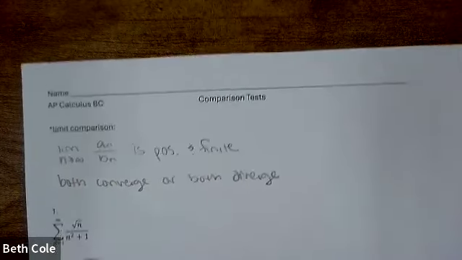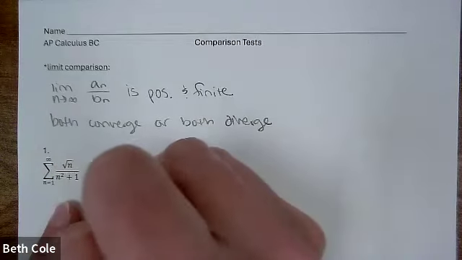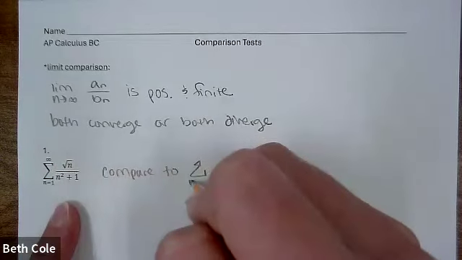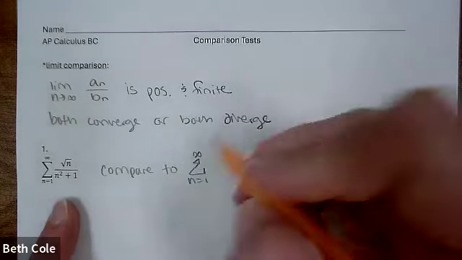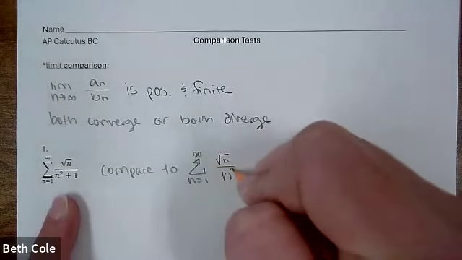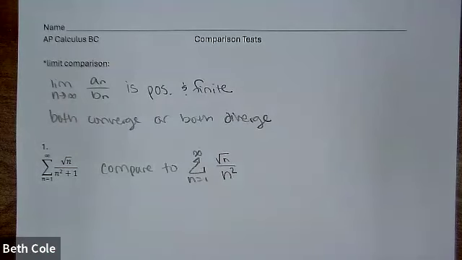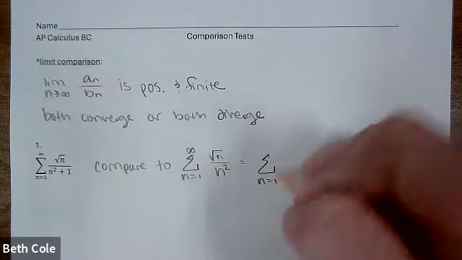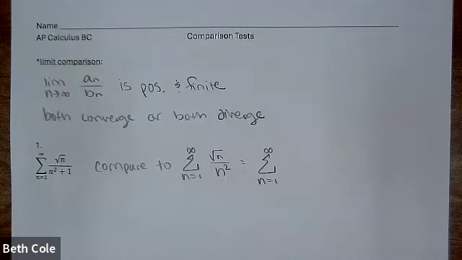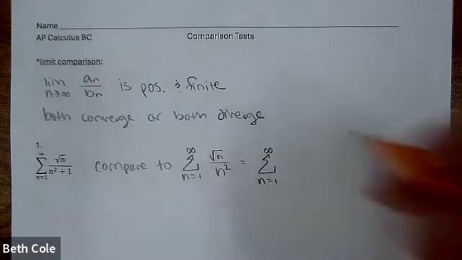Okay? So looking at this, we're going to compare to another series, and basically you just get rid of all the complicated part, or you take who's in charge here, right? So I'm going to compare it to this one. I just got rid of that +1 essentially. And then I'm going to simplify my exponents. A square root is n to what power? That's 1/2. And then down here I have n squared. So if you do 2 minus 1/2, you're going to get what?